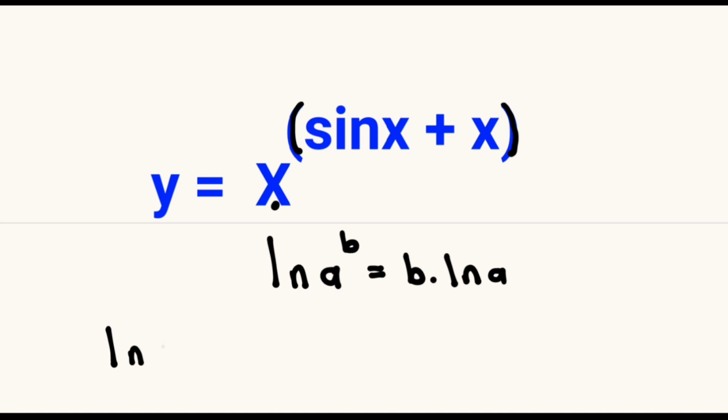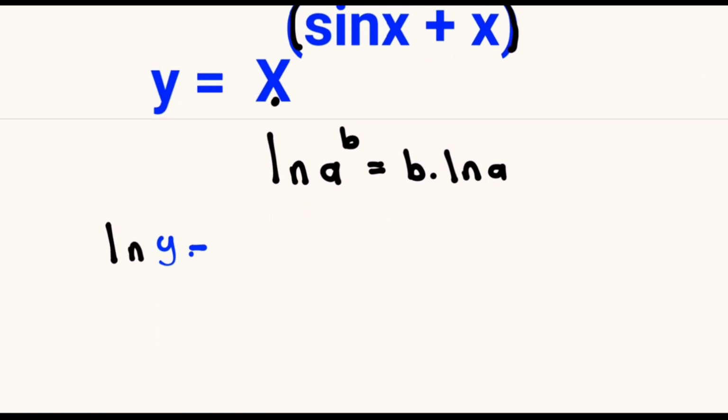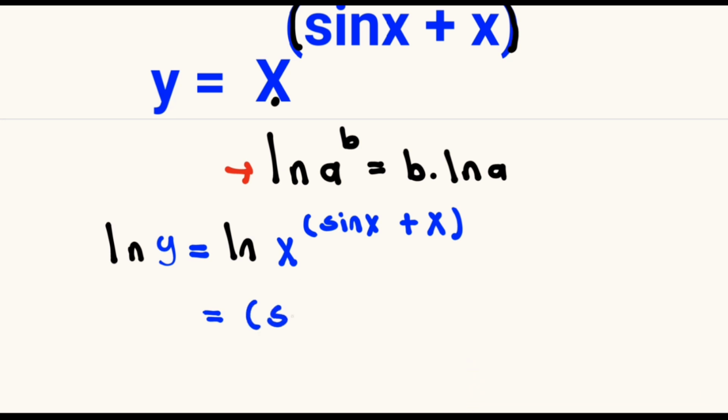On the left hand side we'll have the ln of y, which will be equal to the ln of the x raised to the power sin x plus x. As per this law, the sin x plus x from the exponent of the x will multiply with the ln x, and on the left hand side we'll have the ln y.